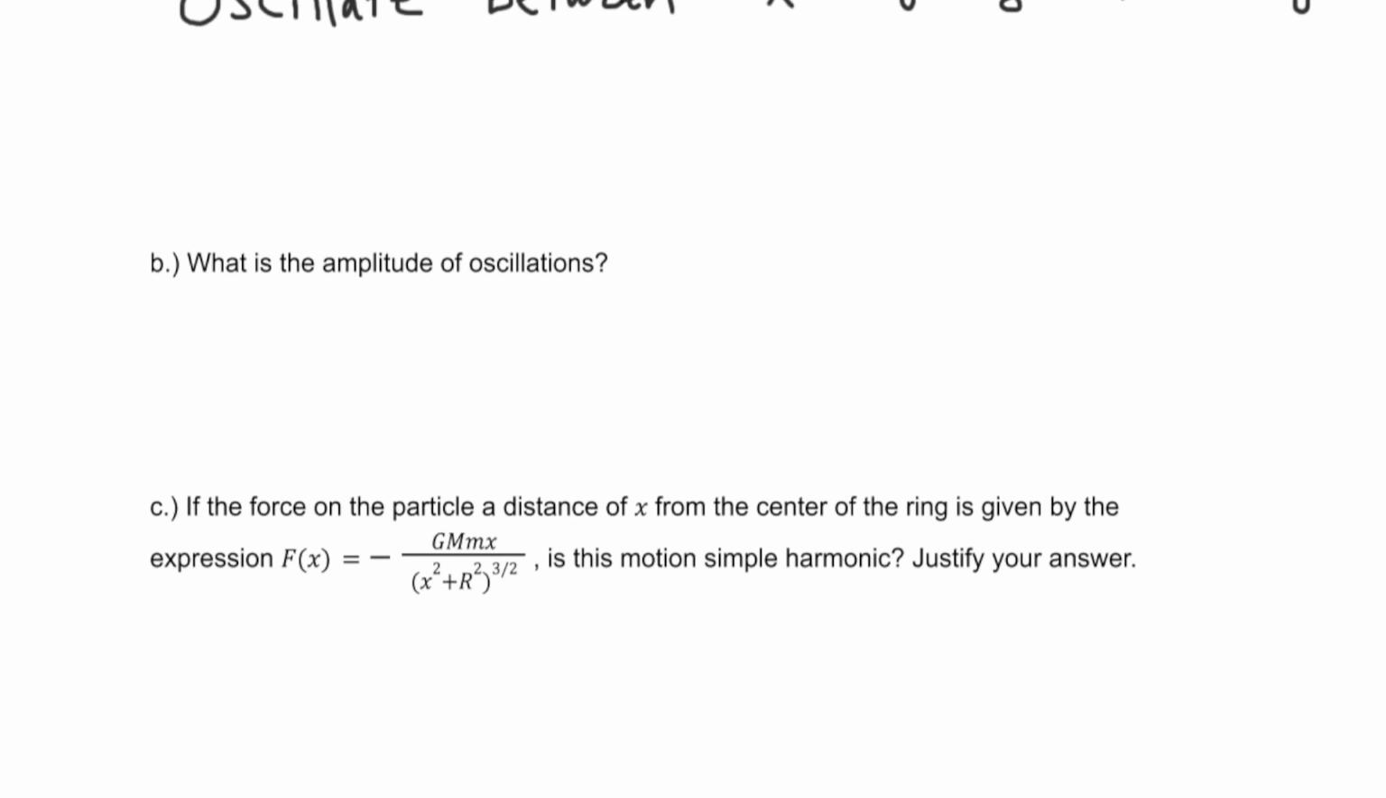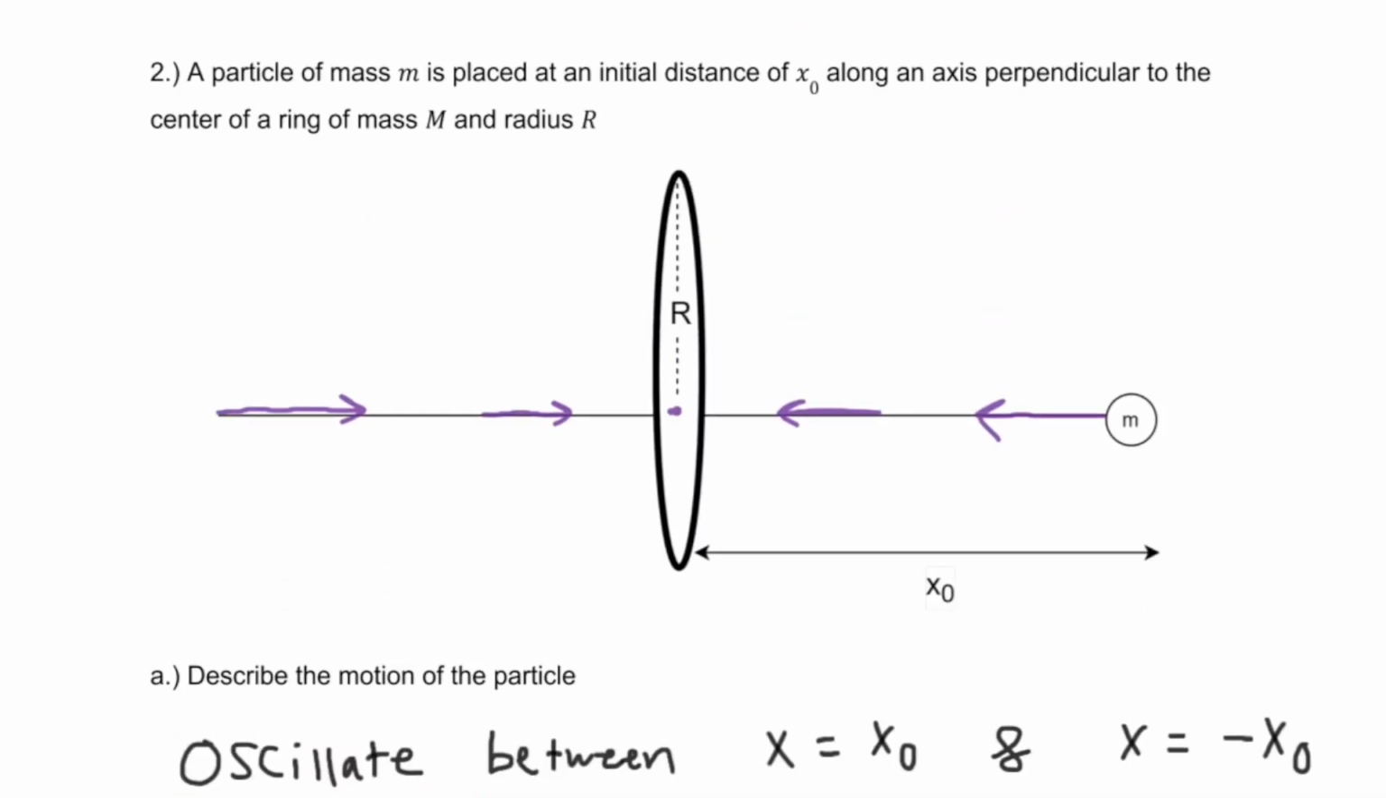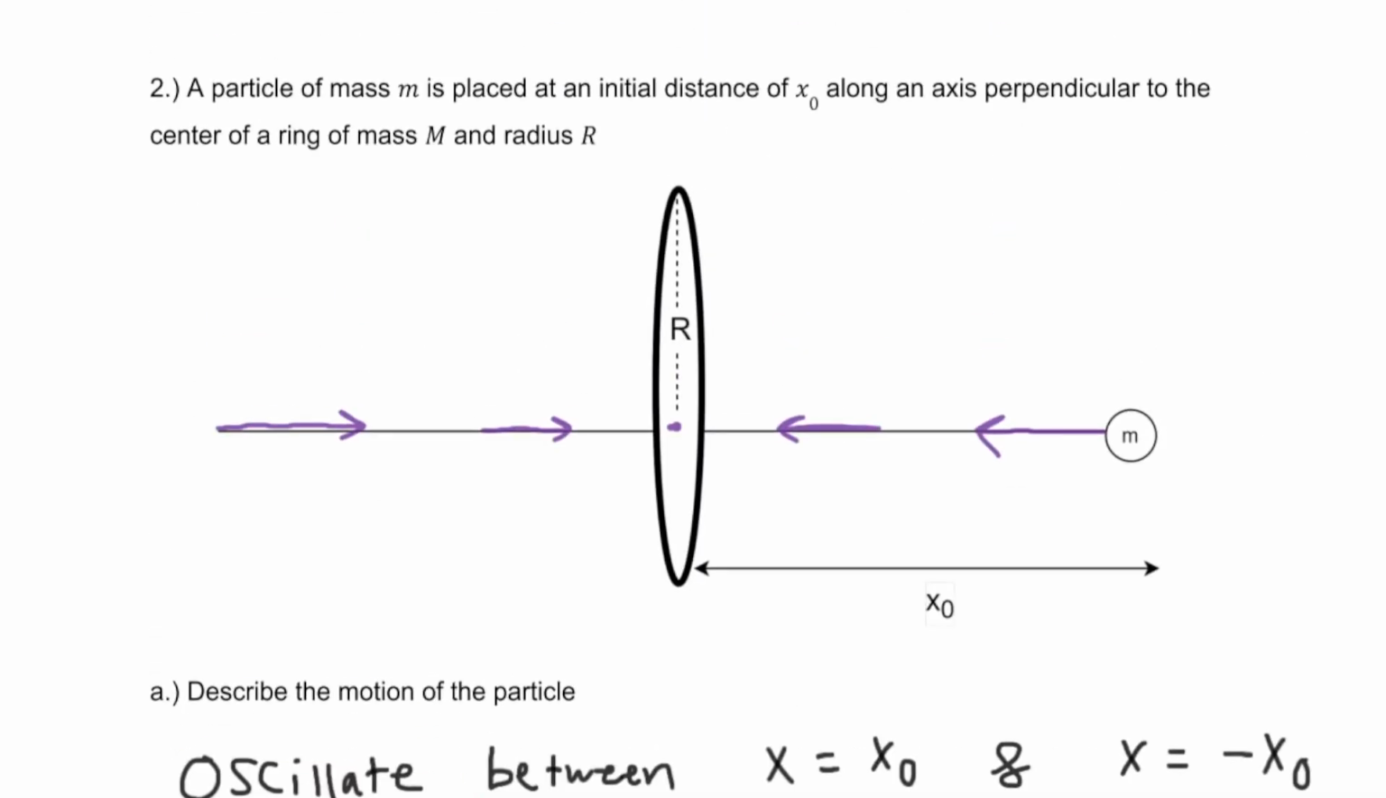What is the amplitude of oscillations? Well, it's just going to be x naught. That's just saying how far away from its equilibrium position does it get displaced. Well, it's x naught, because the farthest out it can be in either direction is that distance x naught.